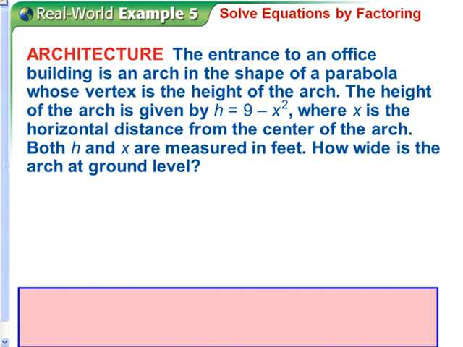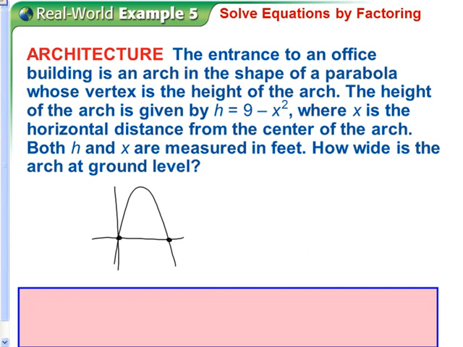Okay, let's try a word problem. So we've got an arch in the shape of a parabola represented by an equation. How wide is the arch at ground level? So if we think about this, and if we were going to be graphing it, we would assume one is at 0, 0, and we need to find this other point. And so we can graph it.